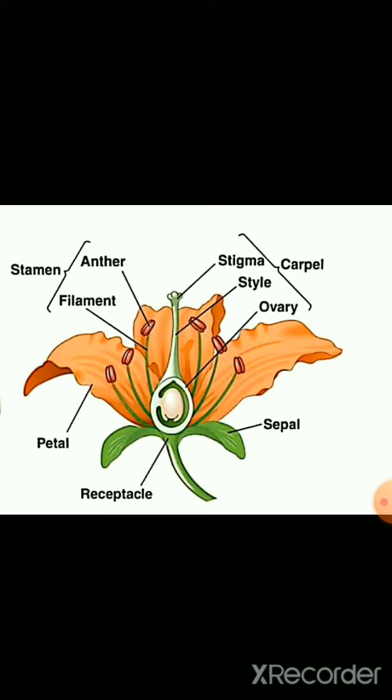So the flower may be unisexual, like the papaya and watermelon, which contain either the stamens or carpels, or the flower may be bisexual, like the mustard or hibiscus, which contain both stamens and carpels. So the stamen is the male reproductive part. Here you can see in the picture that it contains anther and filament, and it is yellowish in color.